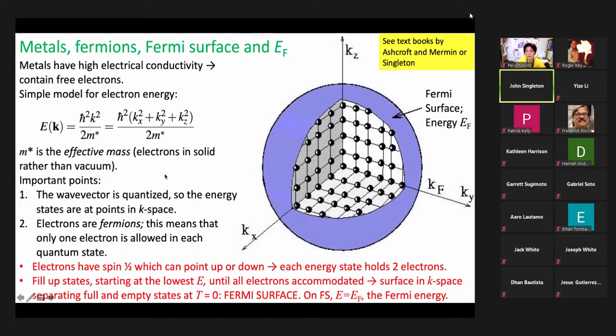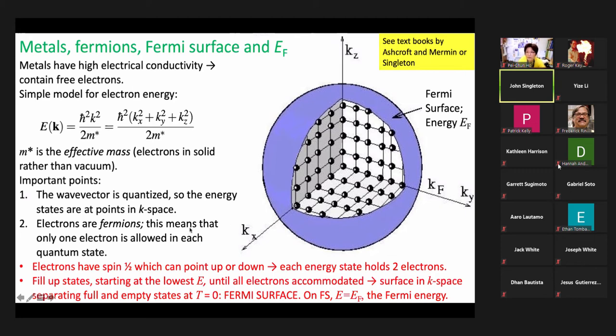But the important point is that the wave vector is quantized. So the energy states are like points in k space. Here's a diagram. These little blobs here are the allowed energy states as a function of kx, kz, and ky.